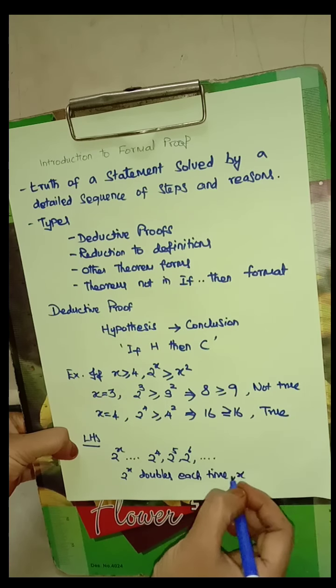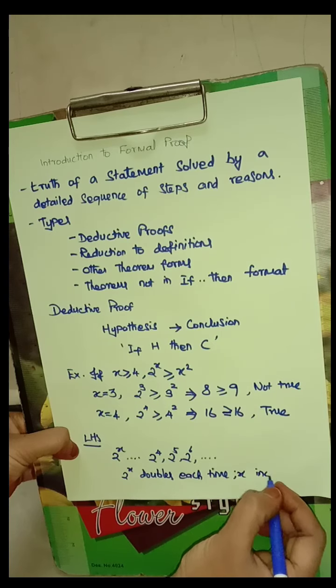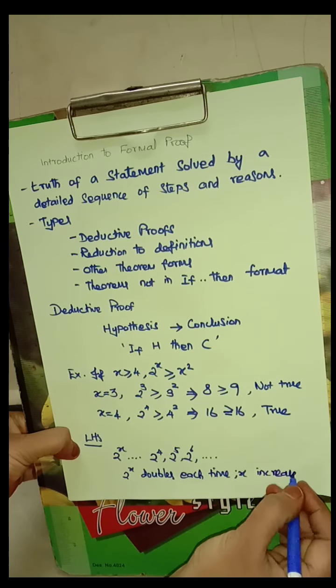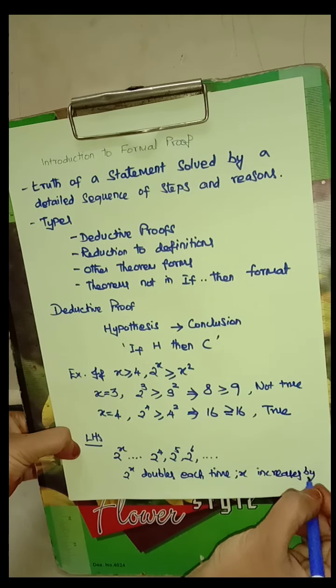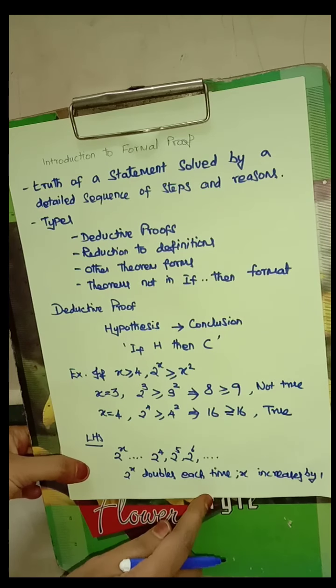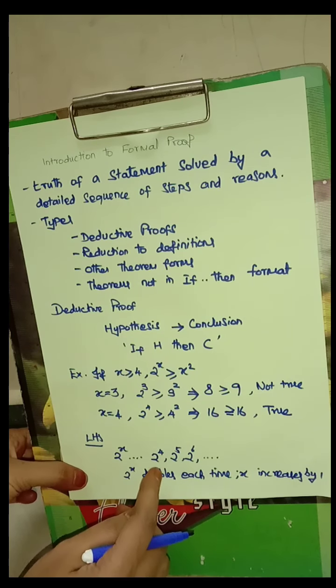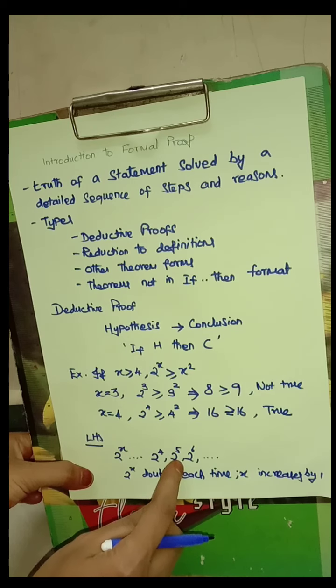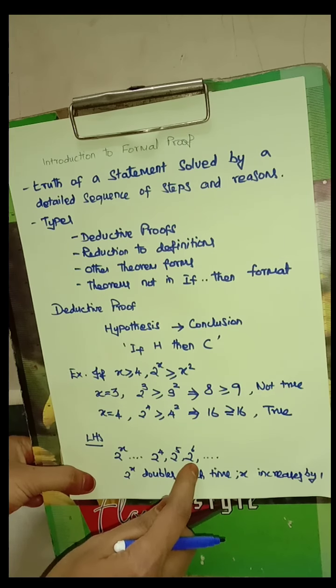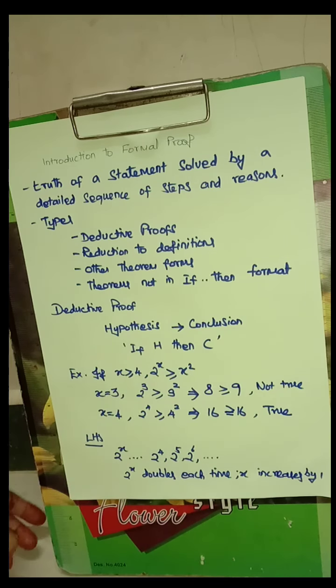Whenever x increases by 1, 2 power x doubles each time. So initially 2 power 4 is 16, then 2 power 5 is 32, then 2 power 6 is 64, etc.